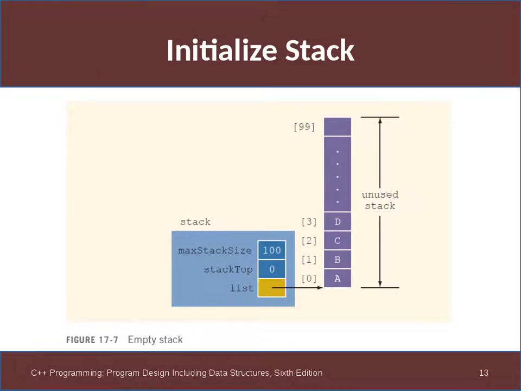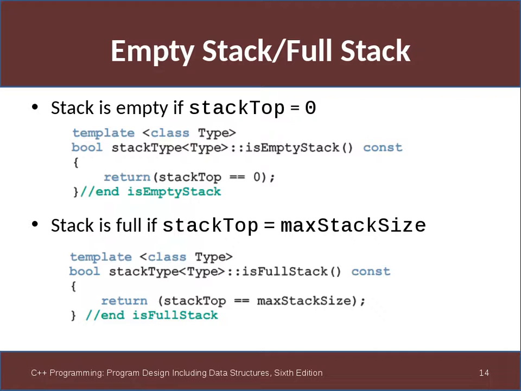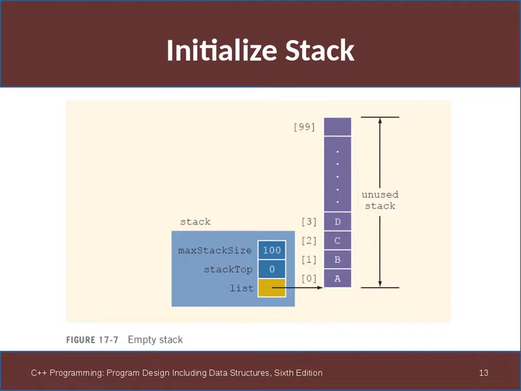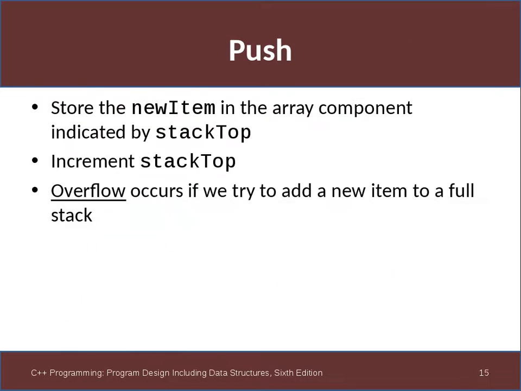Okay, so let's go back to our slide pictures. How do we know if the stack is empty? If stack top is 0. How do we know if it's full? If stack top equals the size, not 99, because it'd have to go up to 100. If it's 99, there's still that one extra spot left. Because if there's one item, stack top is 1, so it's index plus 1.